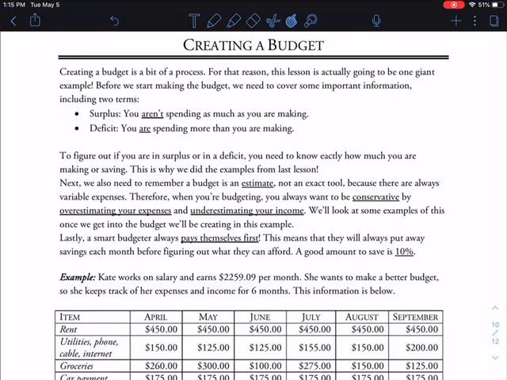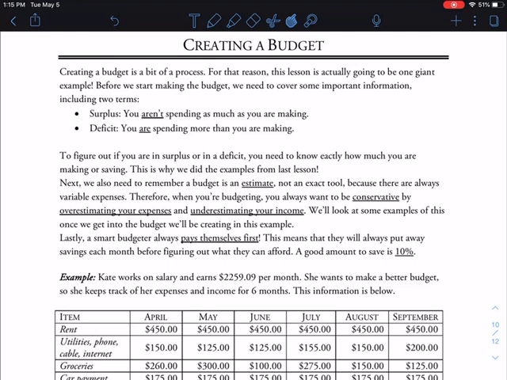This is our last lesson of this unit, which is really exciting, and then I can give you your project after this. So this last lesson takes into account all the skills we've learned so far and gives you a tool and a process for how to make a budget for yourself.